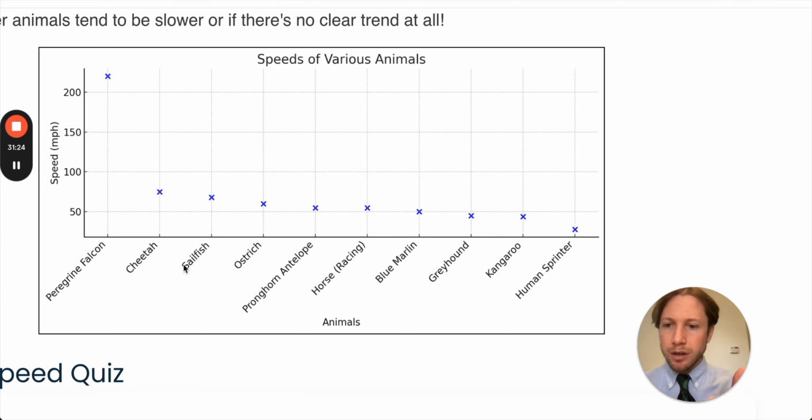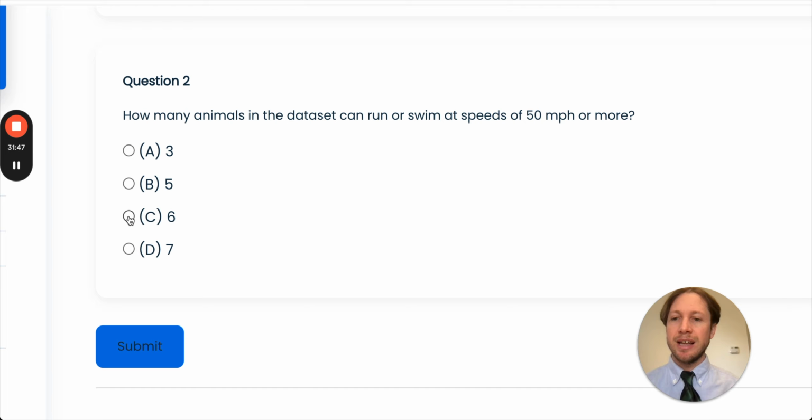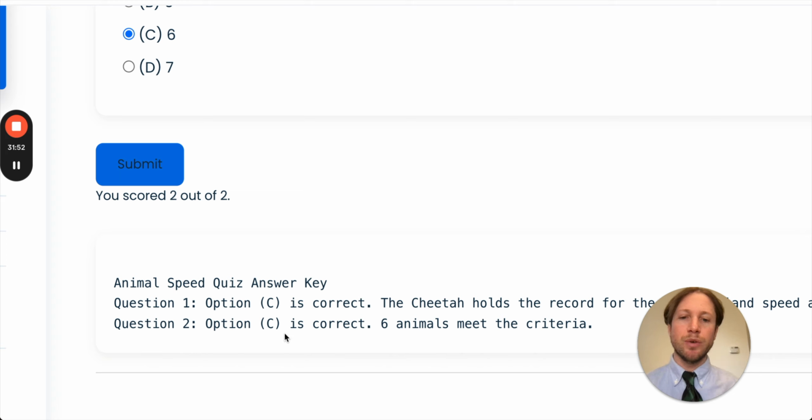Cheetah is 1, sailfish is 1, ostrich is 1, antelope is another, horse is another, and blue marlin looks like it's right at that 50, so I'm going to count that as 6, and the greyhound looks like less than 50. So we're going to go down to, let's see if there is an answer option of 6. There is. Let's click it, click submit. 2 out of 2. Awesome job with this.